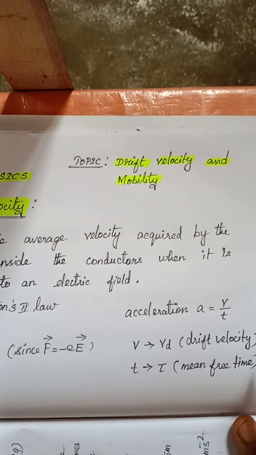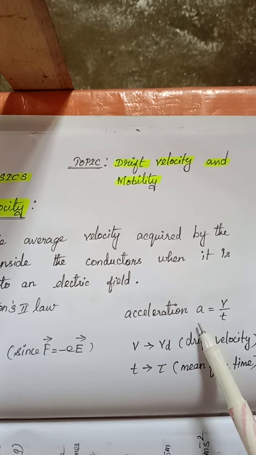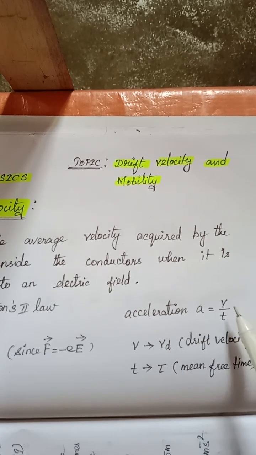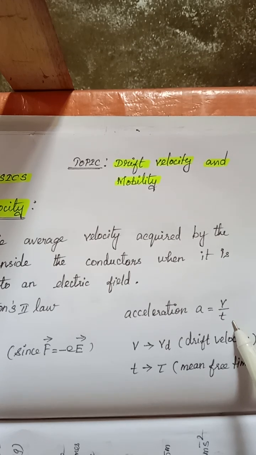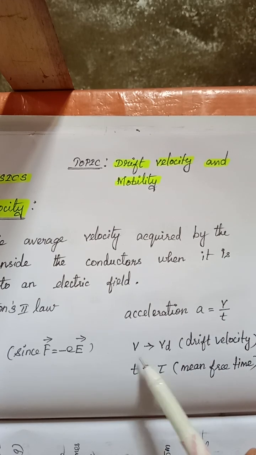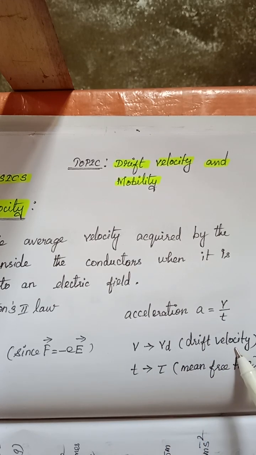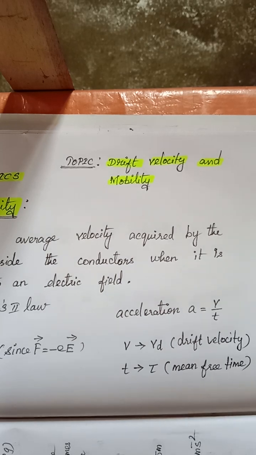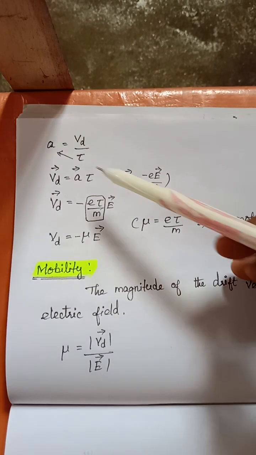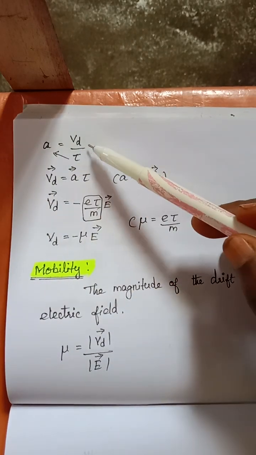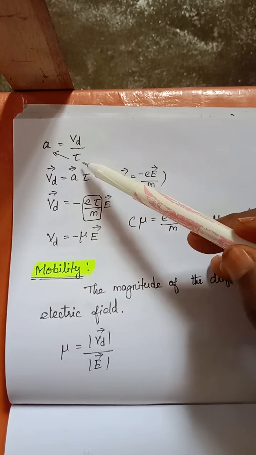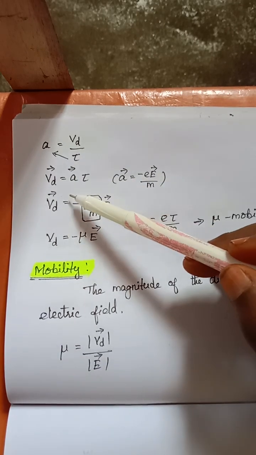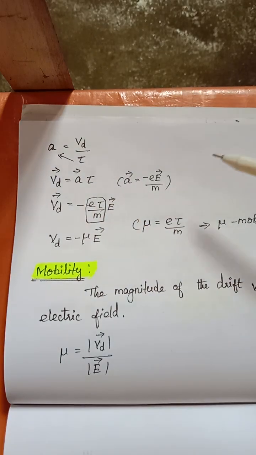What is the formula for acceleration? Acceleration a equal to v by t, that means velocity by time taken. Here velocity v is vd, that means drift velocity, and t is tau, that means mean free time. So apply the formula a equal to vd by tau. Cross multiplying, vd equal to a tau.